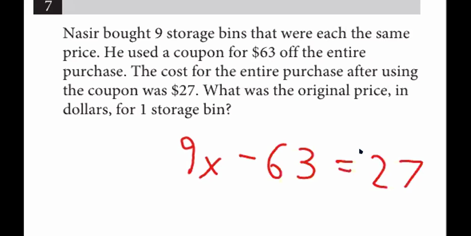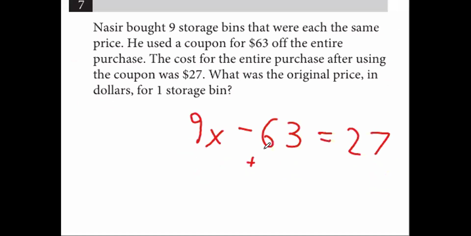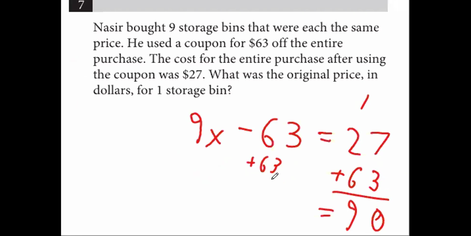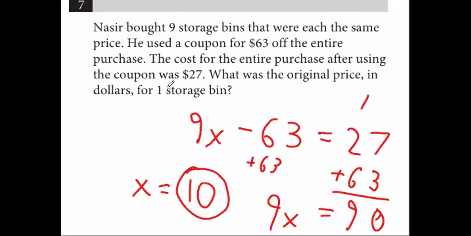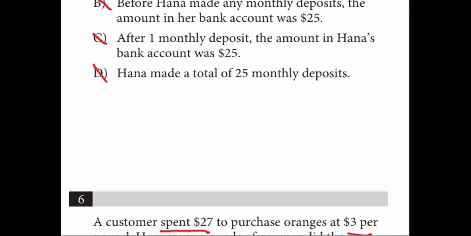In that case, we just have to add 63 to both sides, which would just be 90 is equal to 9x. Divide both sides by 9, and we get x is equal to 10. So the price for one storage bin is $10. Okay, question 8.